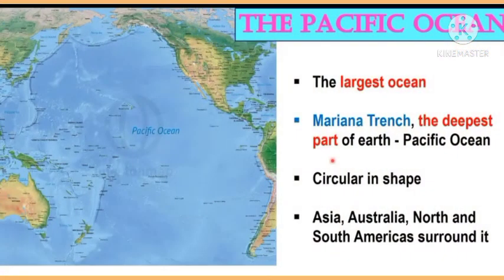The Pacific Ocean. The Pacific Ocean is the largest ocean. It is spread over one third of the earth. Mariana Trench, the deepest part of the earth, lies in the Pacific Ocean. The Pacific Ocean is almost circular in shape. Asia, Australia, and North and South America surround it. Look at the map and find out the location of the continents around the Pacific Ocean.